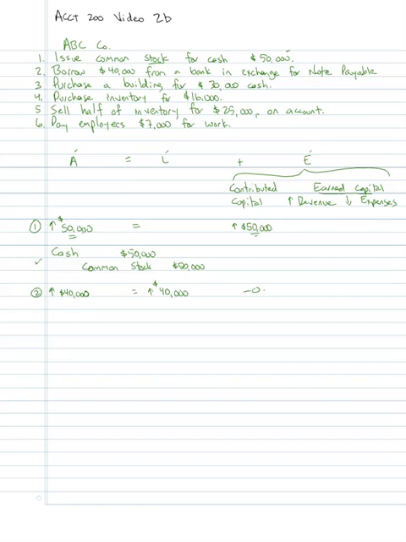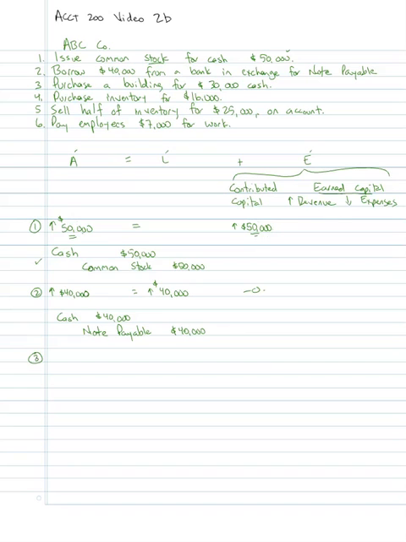So to record this analyzed transaction in journal entry form, again, we're going to increase cash with a debit. We're going to record our liability, a note payable. We increase liabilities with a credit, so we'll increase this note payable liability with a credit of $40,000. Our third transaction, purchasing a building for $30,000 cash.